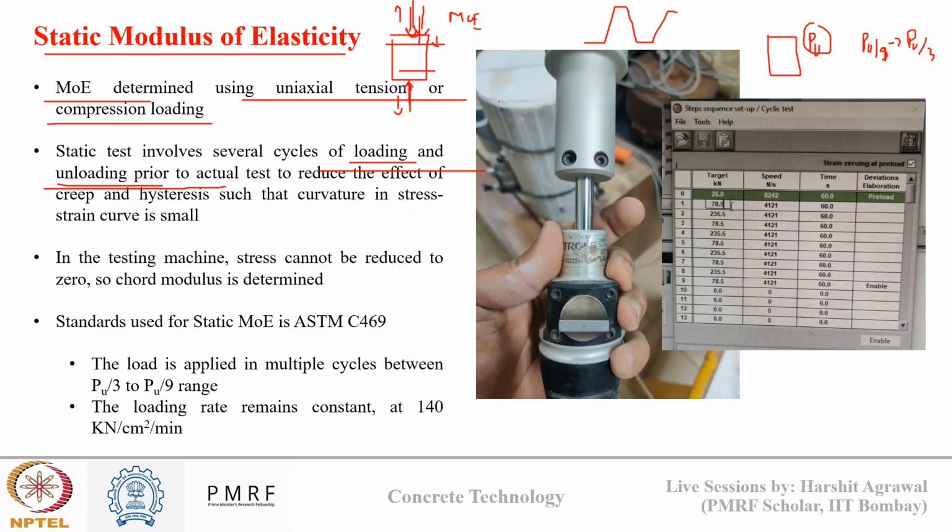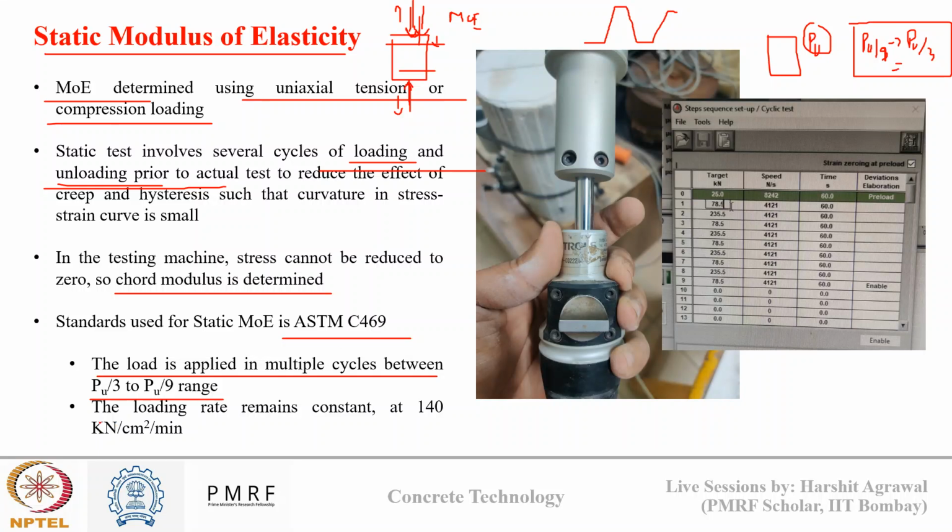Now since we are operating in some middle range between 0 and PU, the elastic modulus that we determine from this test is known as the chord modulus. For conducting this test, there is also a standard, which is ASTM C469. This code says that the loading is applied in multiple cycles between PU by 3 and PU by 9, as I told you here.